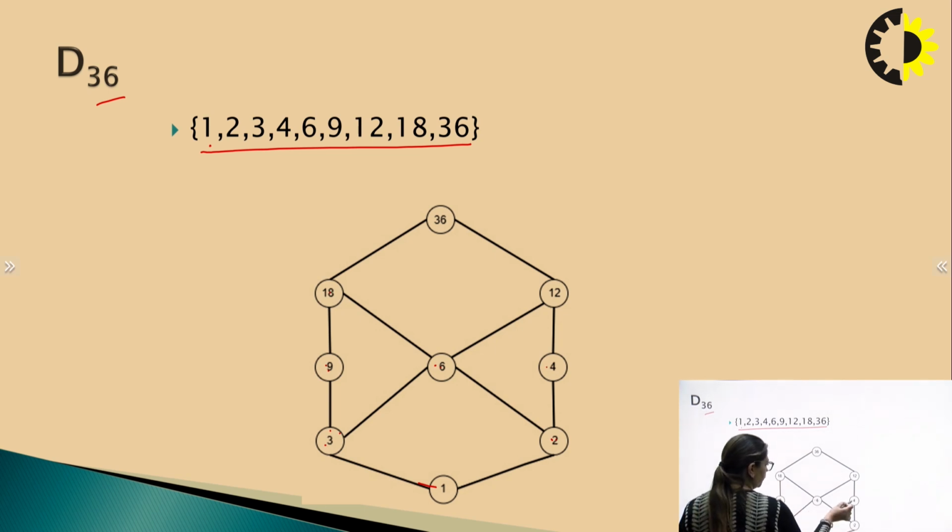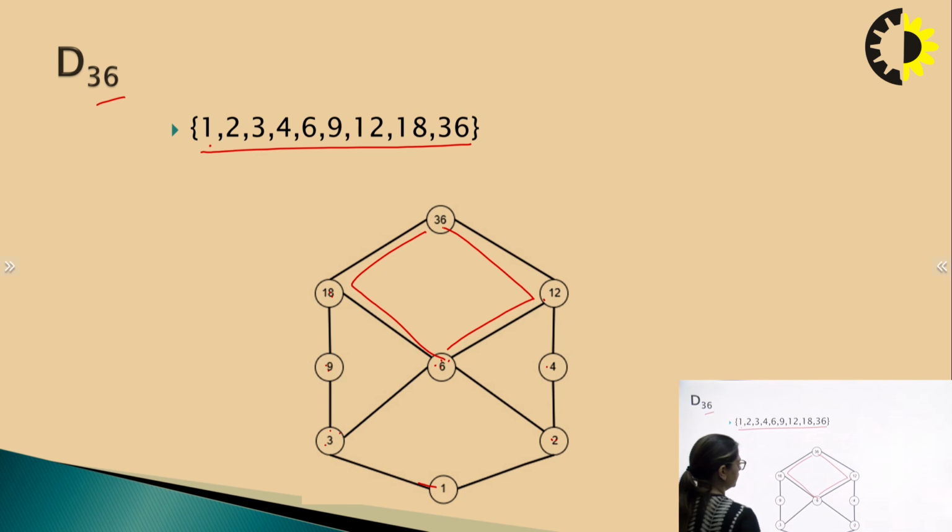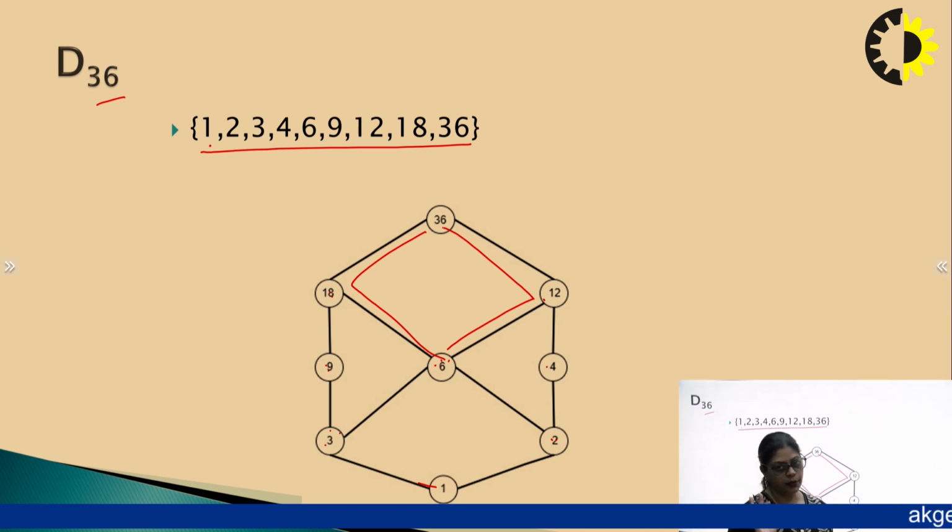2 is related to 4, right? And 6 is related to 18, 6 is related to 12, and 6 is related to 36 also. 12 is related to 18. Between every two elements that are related, there should be a path, direct or indirect. So we are getting this diagram from this.